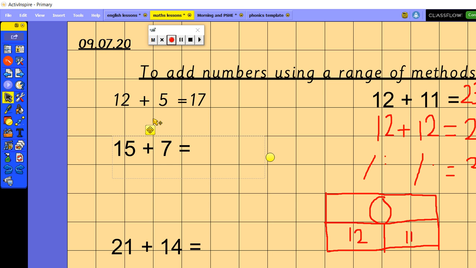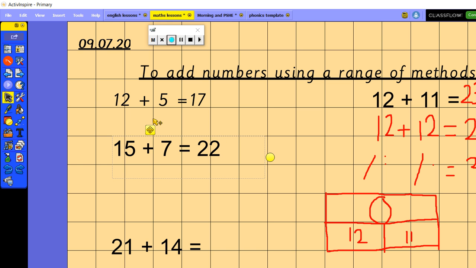So let's do that together. So let's put 15 in our head and count on 7. So 15, 16, 17, 18, 19, 20, 21, 22. So well done if you managed to arrive at the answer 22. Okay, and do it mentally. All right, so all these different strategies we can use in our lesson today.